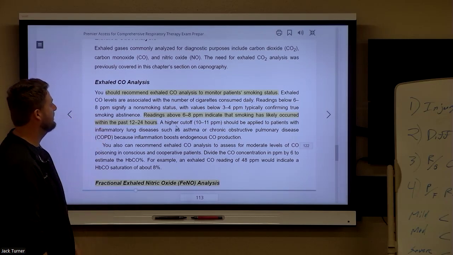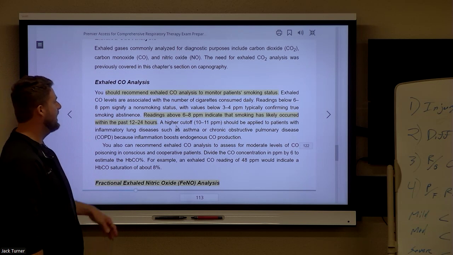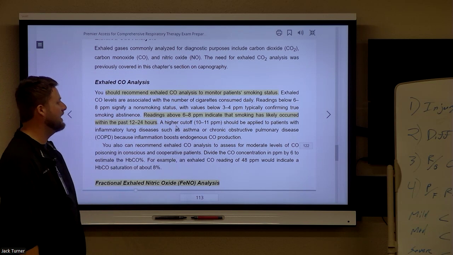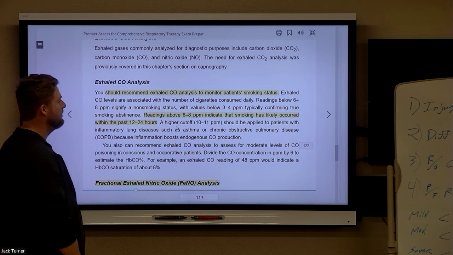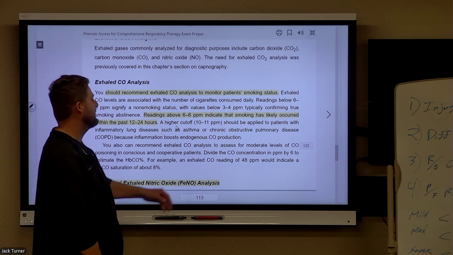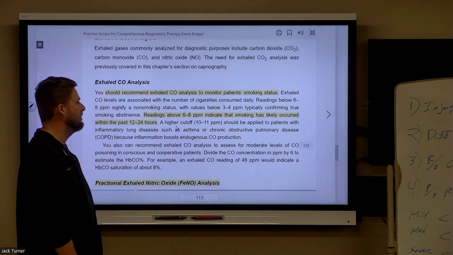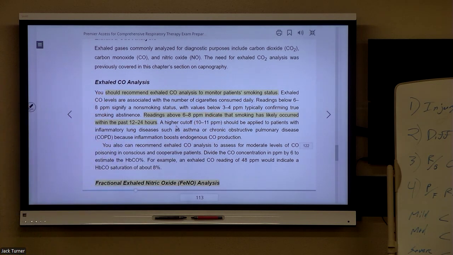That's to tell me if they're still smoking or not. So if they have any kind of reading above 6 to 8 parts per million, it probably means that they're still smoking, if they smoked in the last day or so. Typically, it's going to be like 3 to 4 for somebody who's not smoking. So if it's up there, 6 to 8, somewhere in that range, they're smoking cigarettes. They're lying to you if they tell you they quit smoking.